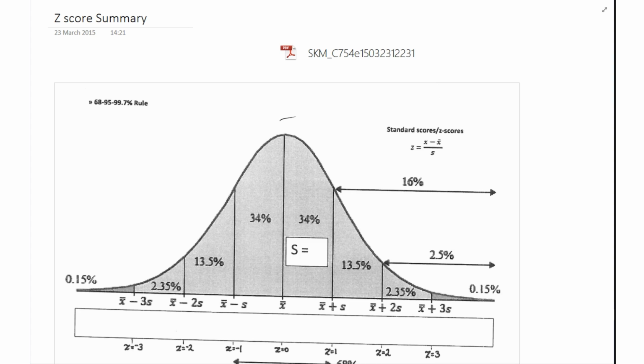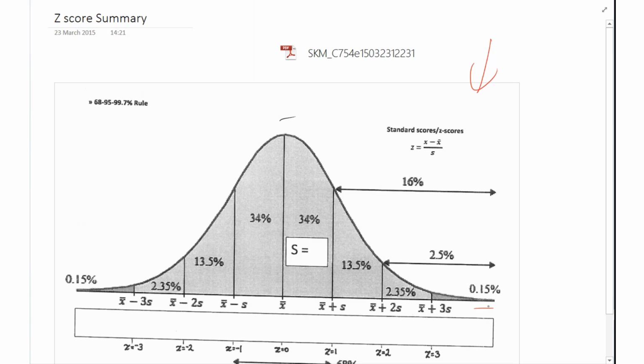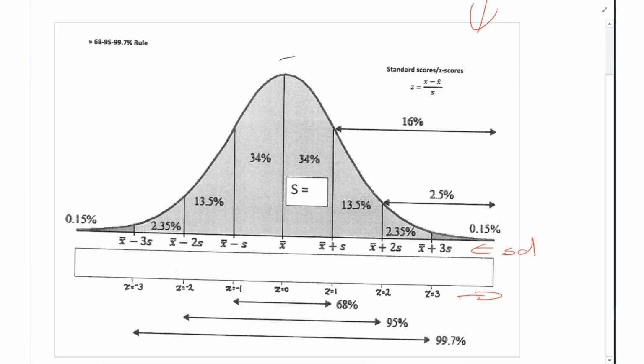So just before you do that, I'd suggest either take something like this one here or this one here and put that in your summary book because it makes the link between the percentages, the standard deviations, and the Z-scores. And this one does the same thing. So the standard deviations are here, the Z-scores are here. Okay, so you can see that link and you've got your percentages as well.